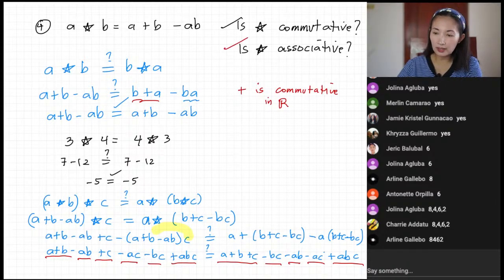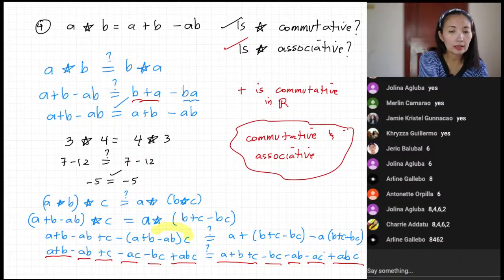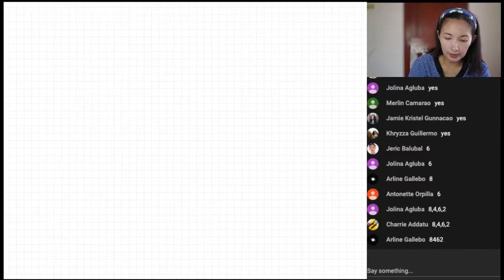So the answer is commutative and associative. It's both commutative and associative. Commutative and at the same time associative. Next.